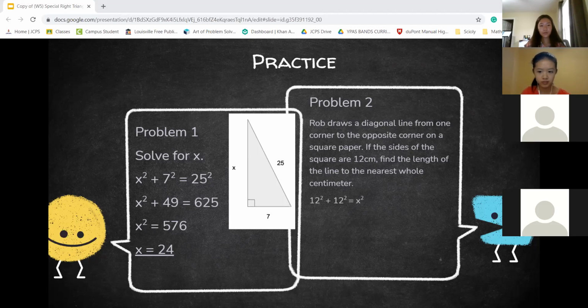Okay, so I just put it into my equation again with 12 as the legs. So for x, it gives me around 16.97056275 something. So we round to 17 since it says to round to the nearest whole centimeter.